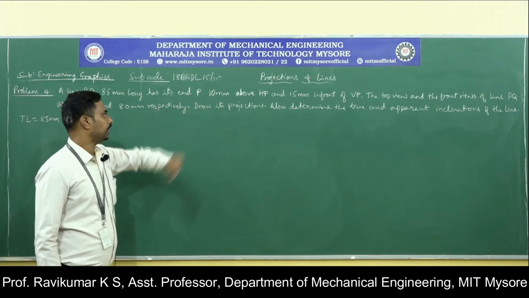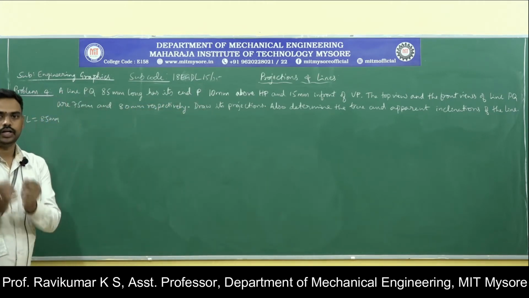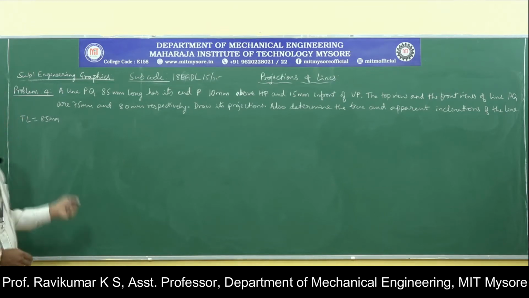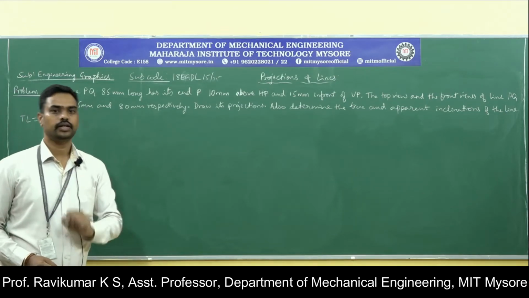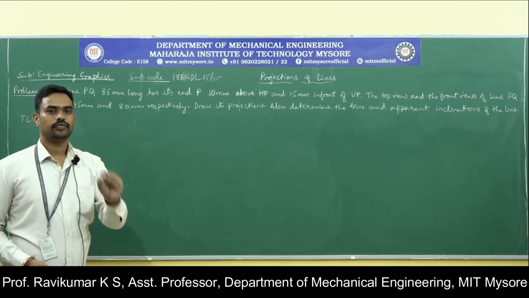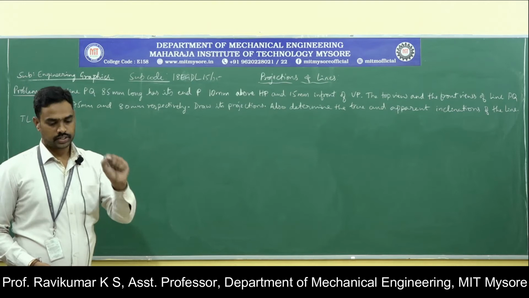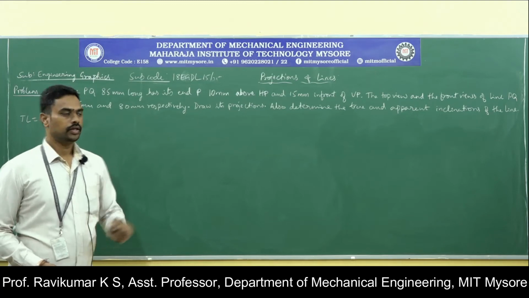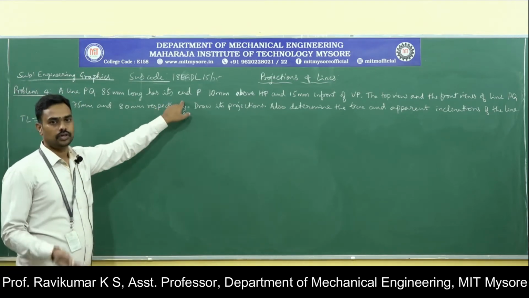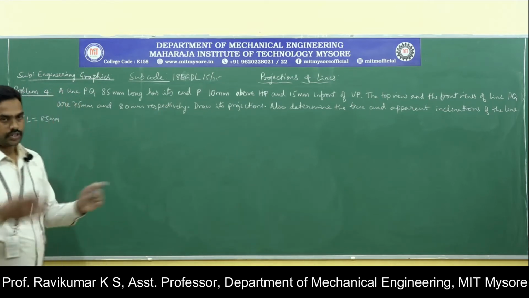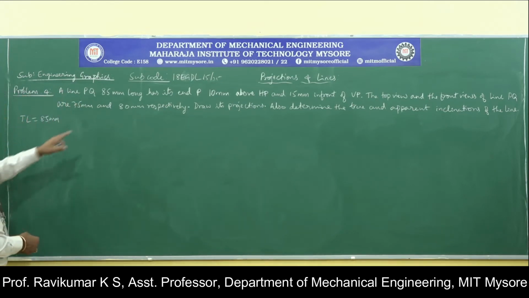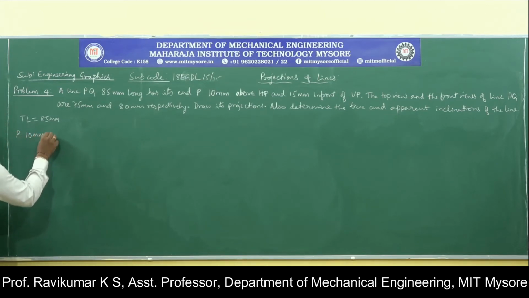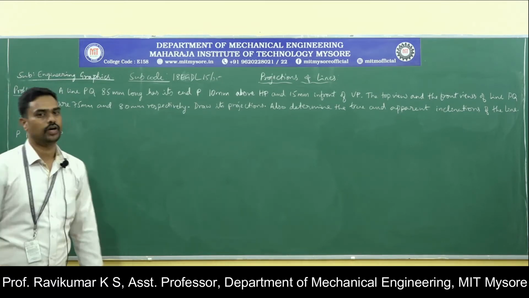It has its end P 10 mm above HP. The position of point P is given here. In the previous problem, the position of point P was not given, but it was said that one end of the line is situated on both HP and VP, that is, on the XY line. But here the position of one of the points of the line is given with respect to HP and VP. So end P is 10 mm above HP. Obviously it should be above HP and in front of VP because we will be dealing with only the first quadrant.